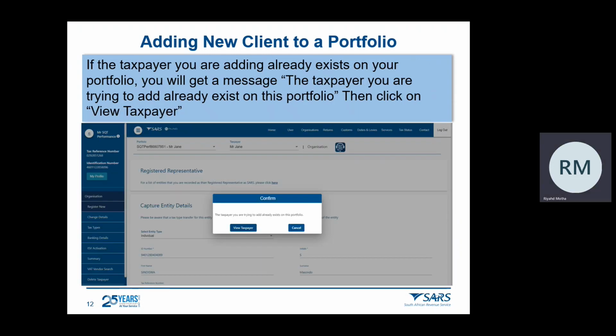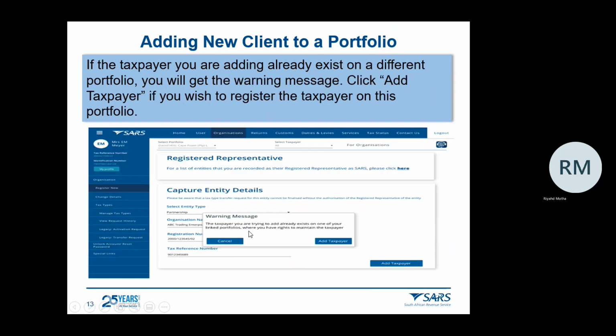If the taxpayer that you are adding already exists on the portfolio, it will tell you that you are trying to add a taxpayer that already exists on this portfolio. Then click on View Taxpayer. If the taxpayer you are adding already exists on a different portfolio, you will get a warning message. This message will read, click Add Taxpayer if you wish to register the taxpayer on this portfolio. Then click on Add Taxpayer.